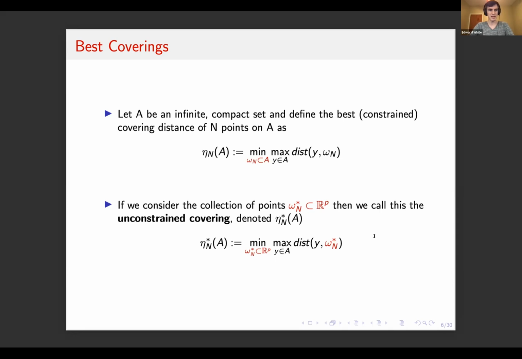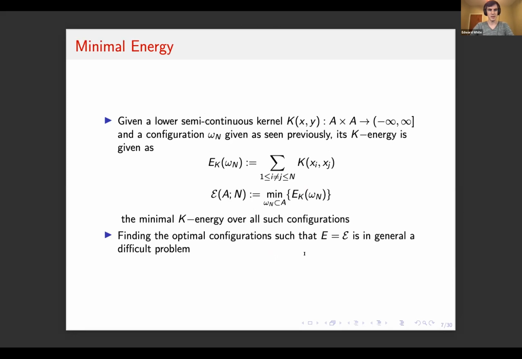Okay, so best packing and best covering can also be viewed as limiting cases of minimal energy and polarization. To give a brief description of minimal energy, we have a lower semi-continuous kernel, taking the Cartesian product of our set A with itself and mapping it into the real numbers extended up to infinity. For the configuration omega n, as seen previously, we take n points. And for this to be well defined, I think we need omega n to be distinct points. Then its K energy is given as the sum of the kernel over distinct points xi and xj.